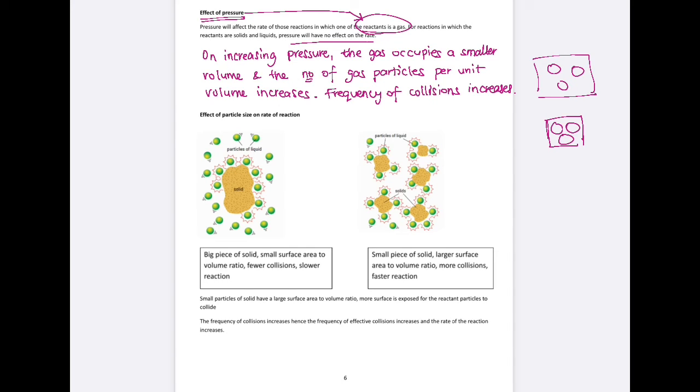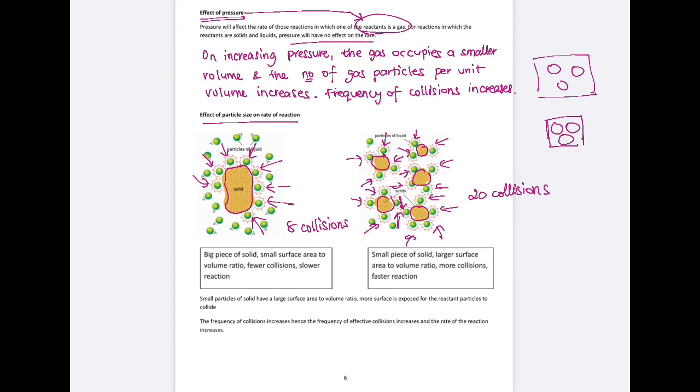The next factor is the effect of particle size on rate of reaction. So large particles have small surface area. So as you can see here, this is a large particle of a reactant, and you can see that you have 8 particles that are able to collide with the big reactant solid particle. But when you have smaller size of the solid, as it's shown here, we can see that 20 collisions are happening.